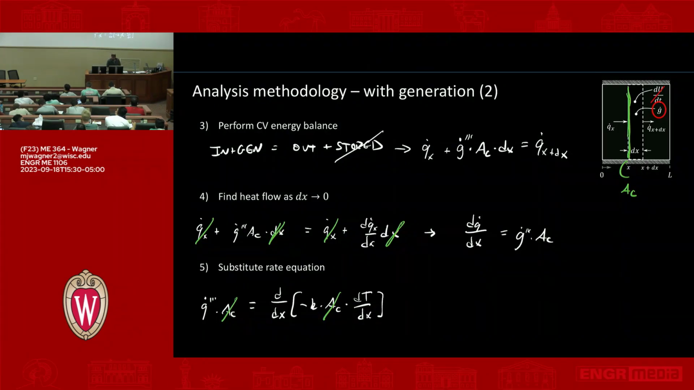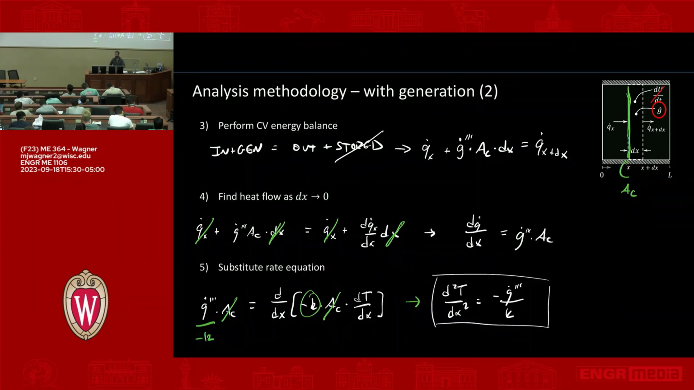Let's also take this minus k and divide through. So let's put this over here. And so we're left with the differential equation in terms of temperature. That looks like this: d squared T dx squared is equal to minus g dot triple prime over k. Okay, so that's an important step to get to, right? You've got to figure out what the governing differential equation is in temperature.